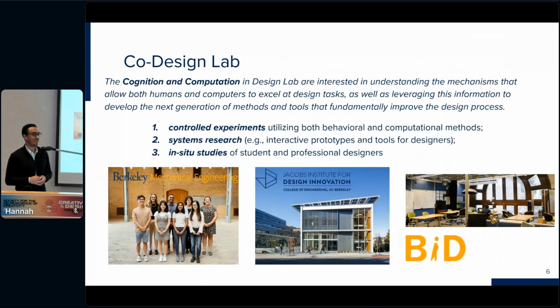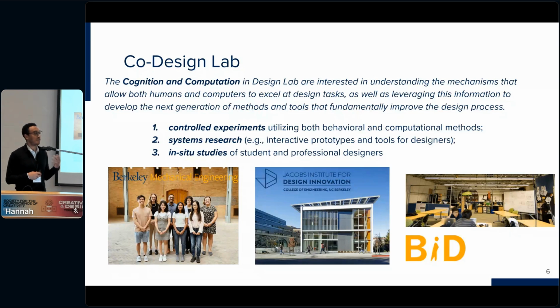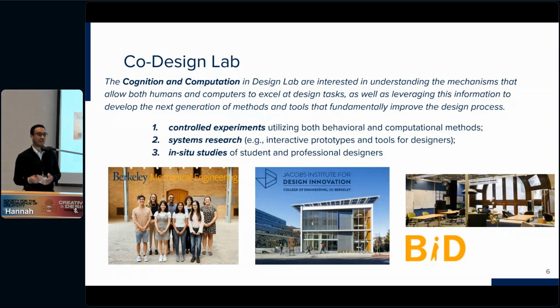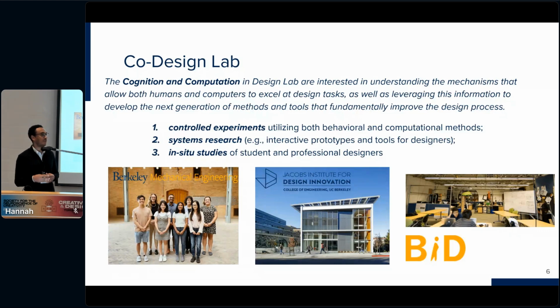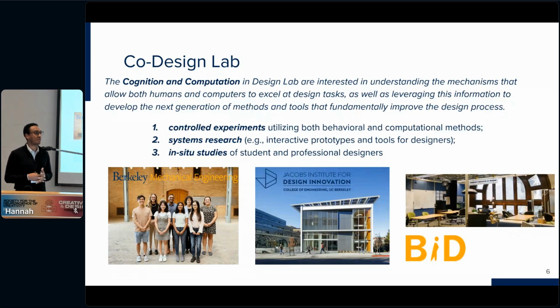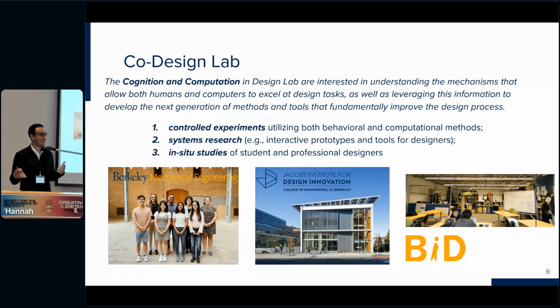So my lab at UC Berkeley is called the Co-Design Lab, or Cognition and Computation and Design Lab. We look at a lot of problems across how both humans and computers can execute design tasks. And in terms of methodological approaches, we have kind of these 3 main areas. The first are controlled experiments, where we look at both behavioral and computational methods. Systems research, so we'll build interactive prototypes and test them with people. So this can be hardware or software prototypes. And then in the wild studies, where we try and test things out with either professional or student designers.